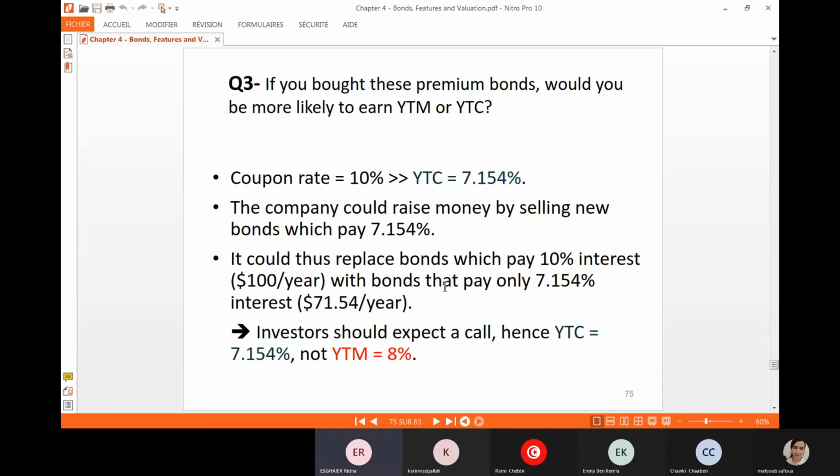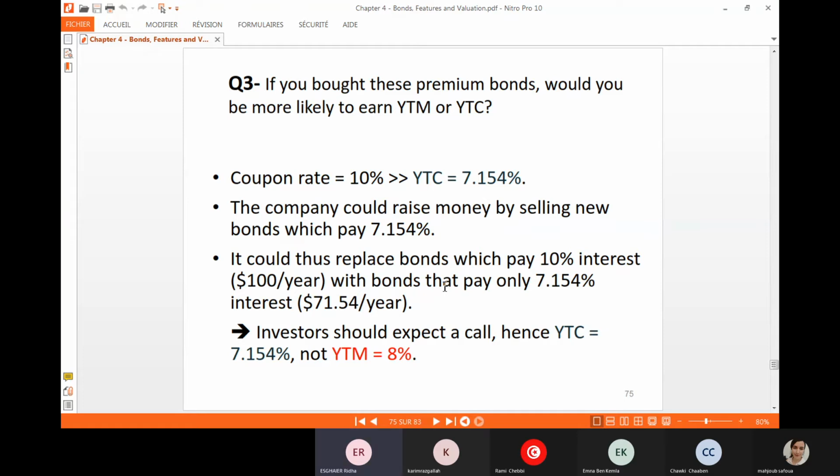In this case, the company can replace the bonds which pay 10% interest, meaning $100 per year, with bonds that pay only 7.154%, which is $71.54 per year on each bond.